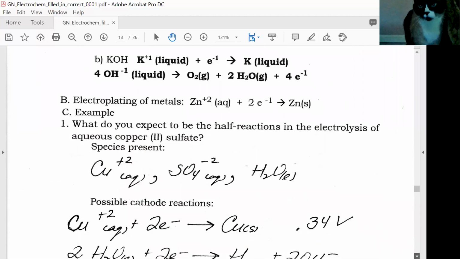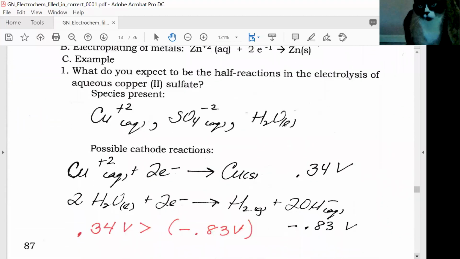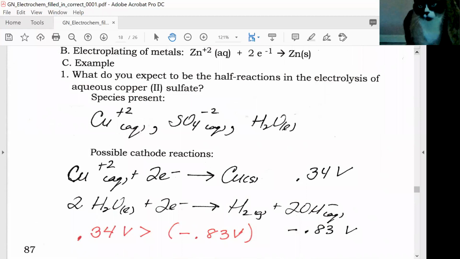So let's look at the electroplating of metals. If we have zinc ion plus 2 electrons, we can make zinc solid. What do you expect to be the half reactions in electrolysis of aqueous copper 2 sulfate? The species present in solution would be copper ion, sulfate ion, and water.